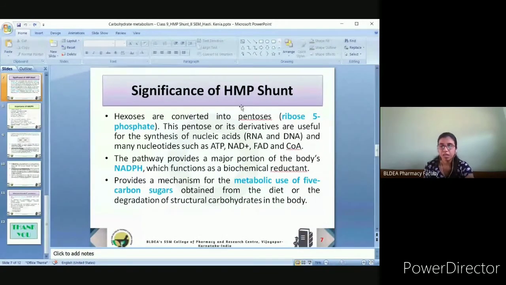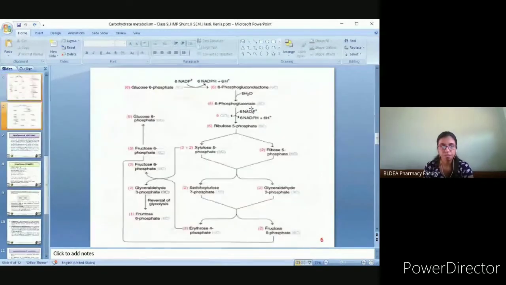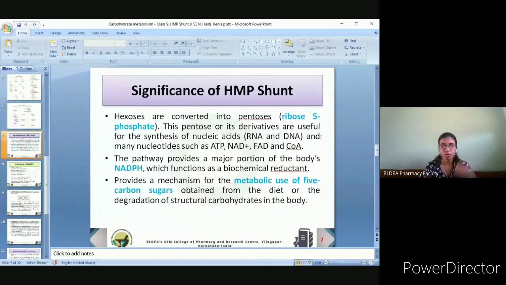We had seen that it provides 6 molecules of NADPH from glucose 6-phosphate. You can see in this reaction, first 6 molecules and as well as second 6 molecules. So overall 12 molecules of NADPH is synthesized from 6 molecules of glucose. Okay, so from 6 molecules you get 12 molecules of NADPH. So a large amount of NADPH.